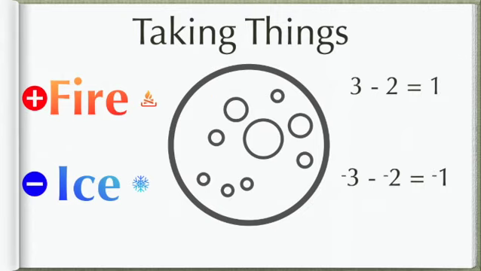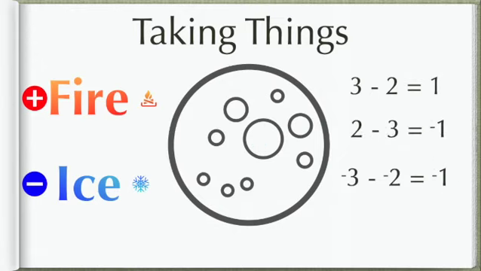Now I look at negative 3 minus negative 2. I start with negative 3. That means there's 3 ice in the soup pot and the temperature is negative 3. I'm going to take away 2 negatives, and that leaves only 1 negative. So therefore the temperature is negative 1.